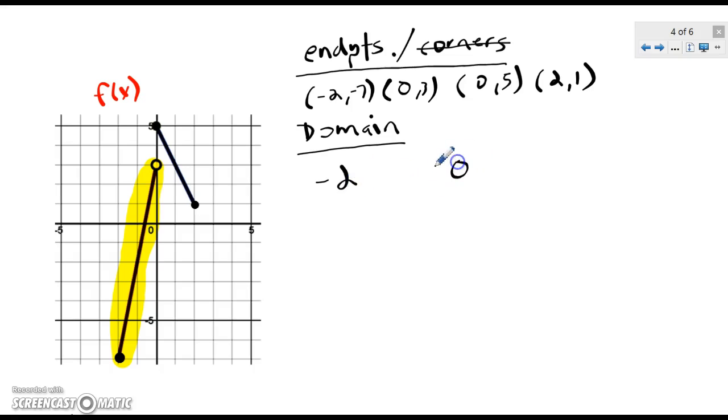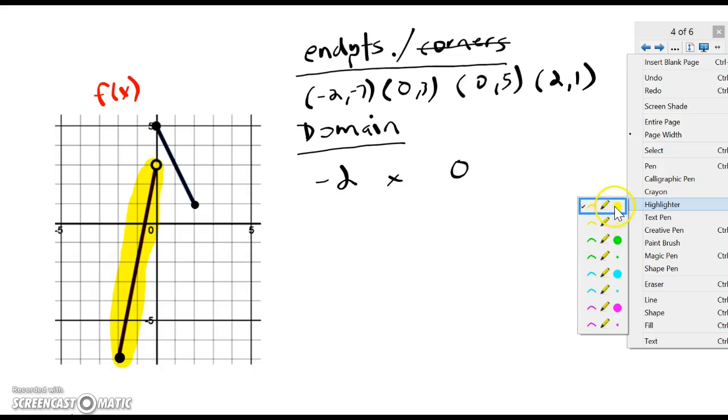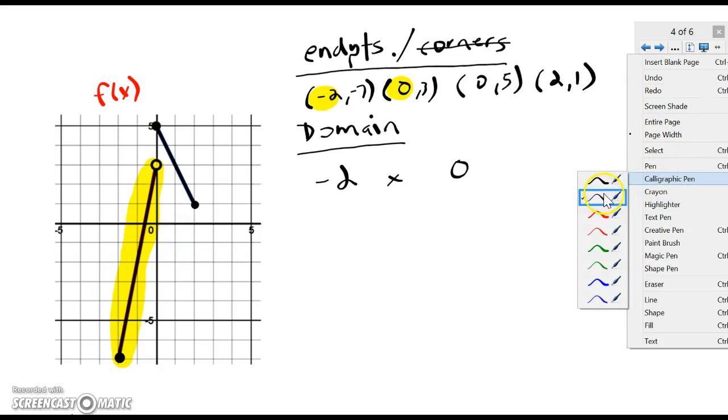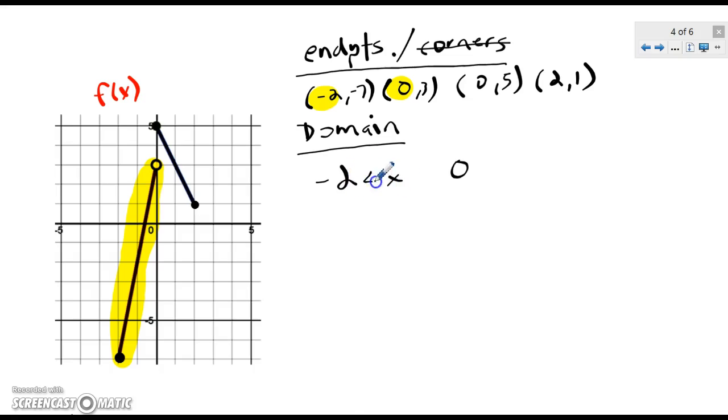-2 and 0. And I get that because these are the x values of the endpoints. So let me get a highlighter for you color freaks out there. These are the x values of our endpoints of this first interval. And we're just going to fill it in. You know, the x has to be greater than or equal to, and it's equal to because of the closed dot. And this is going to be less than 0. And it's open, so we know there's no equal sign underneath.